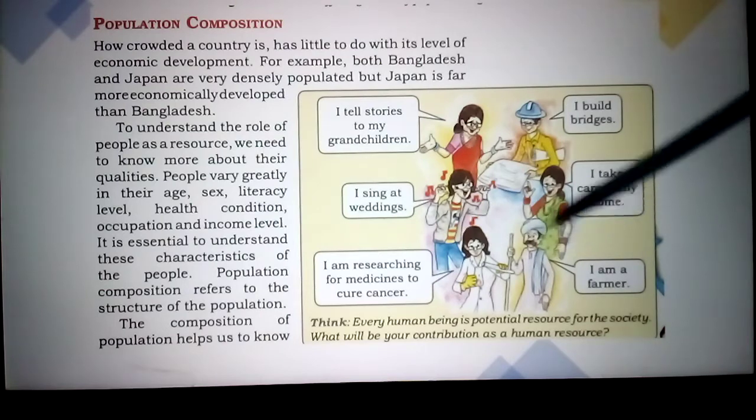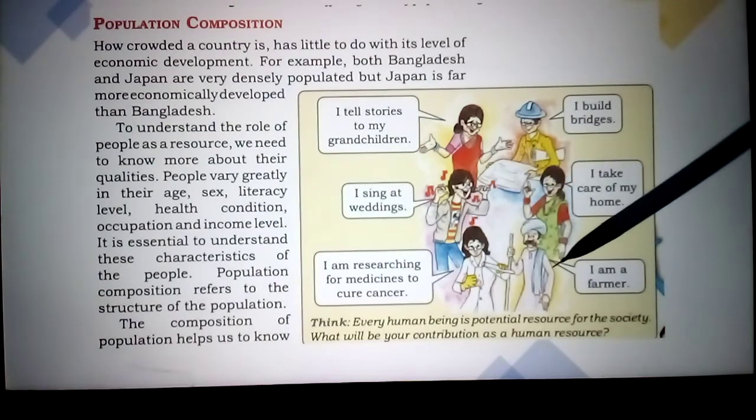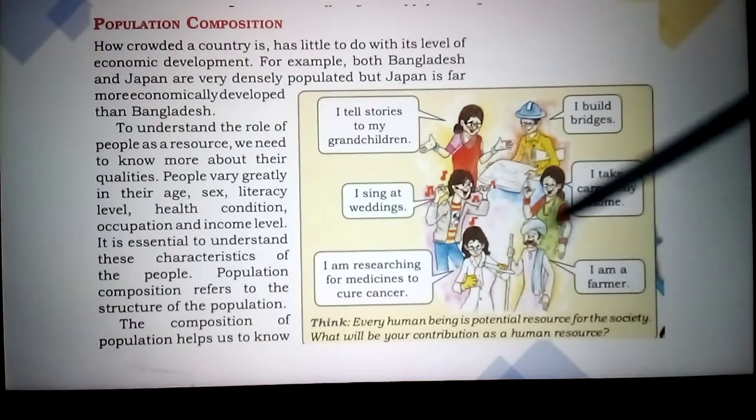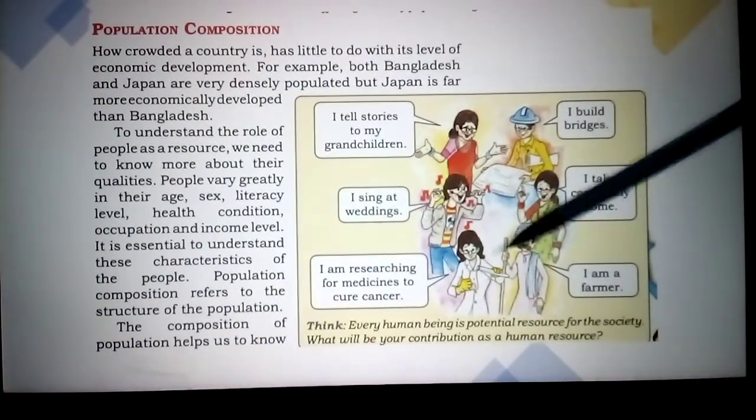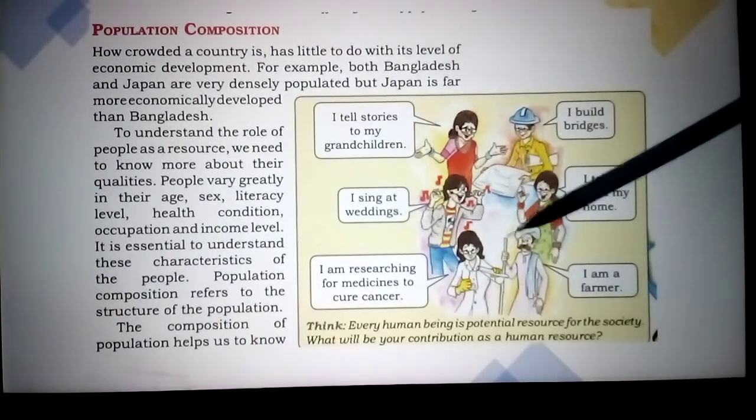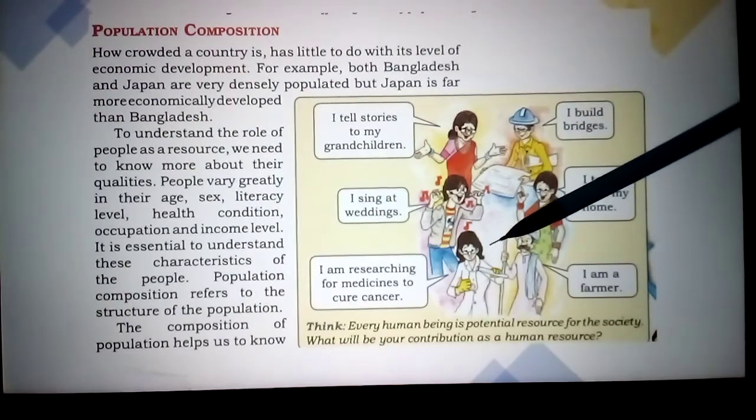Next one, I am a farmer. So he is providing food for us. He is doing the farming and providing the food for us. So all these people in different categories are helping the country directly or indirectly.